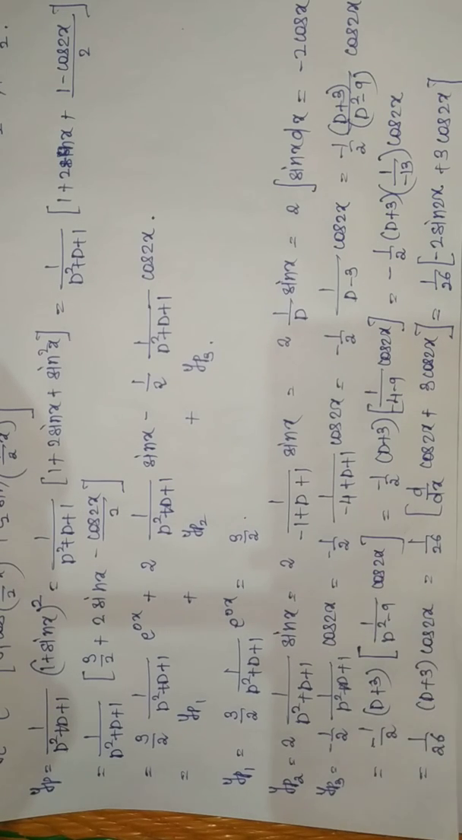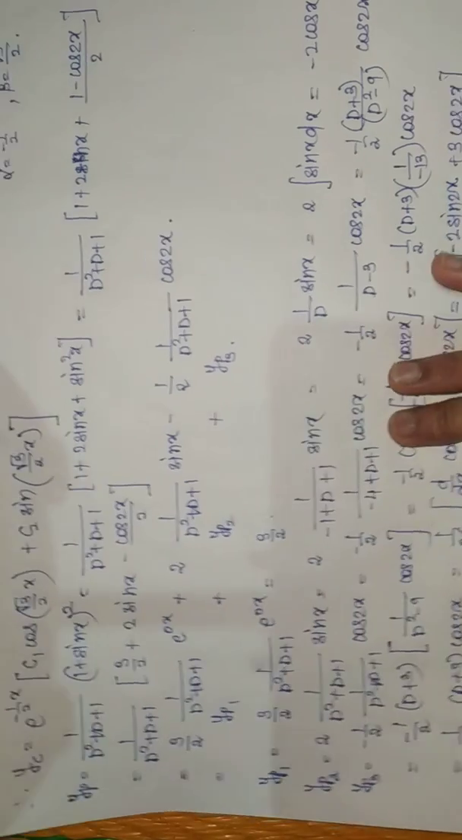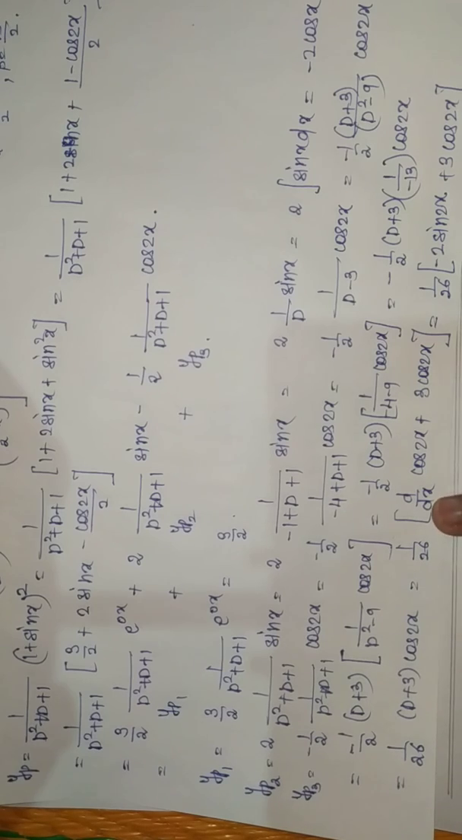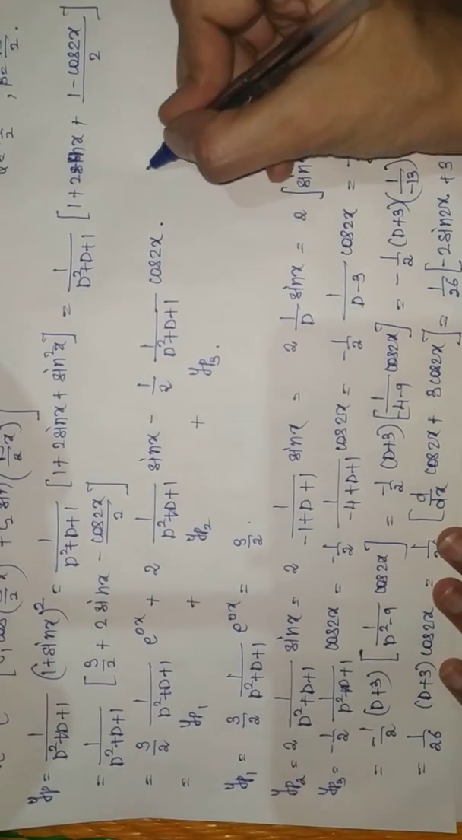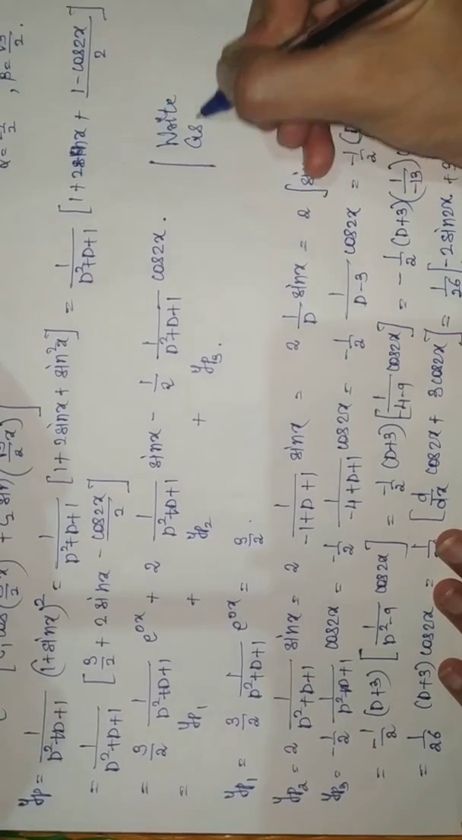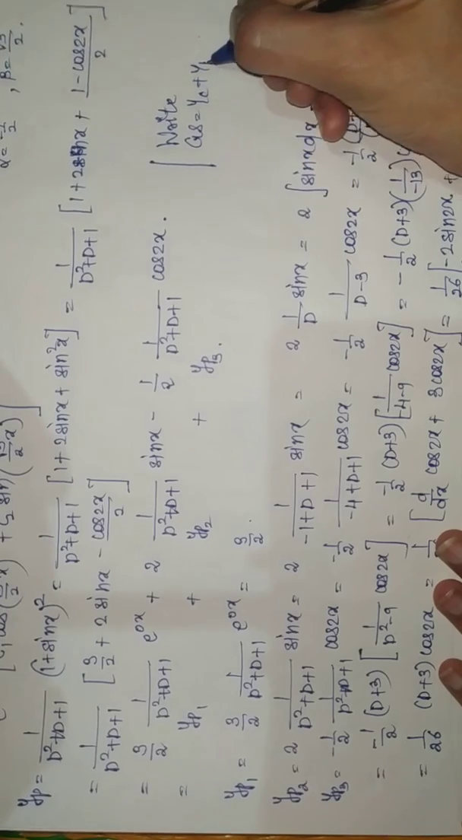At last you can combine yp1, yp2, yp3, so you are able to write yp, and combine yc and yp. I am not going to write it. You can write the general solution, which is yc plus yp. So you complete it.